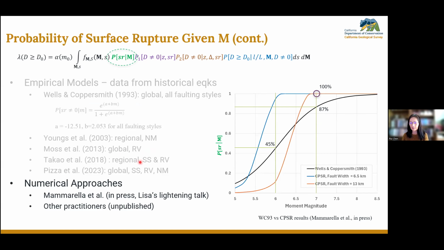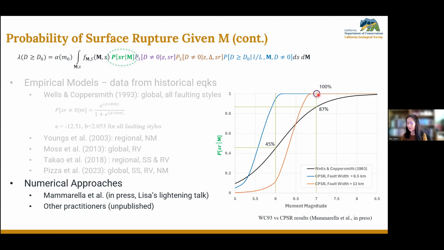Recently, Lisa Memorella, Steve Thompson, and others explored a numerical approach that considers source parameters. Lisa will give a lightning talk on Wednesday, introducing her work. These colored curves are example results from Steve for source-specific fault. Now, they found all magnitude 7 earthquakes ruptured the surface. So this probability is 100%.